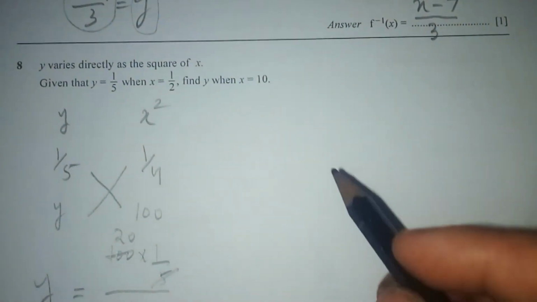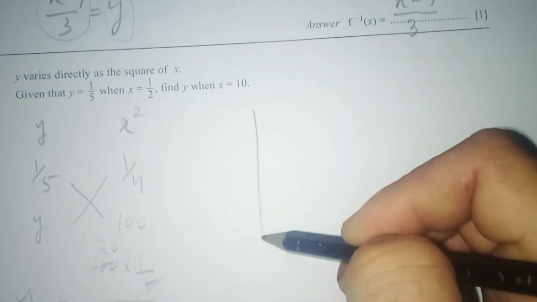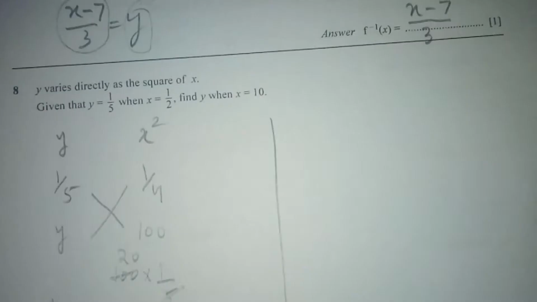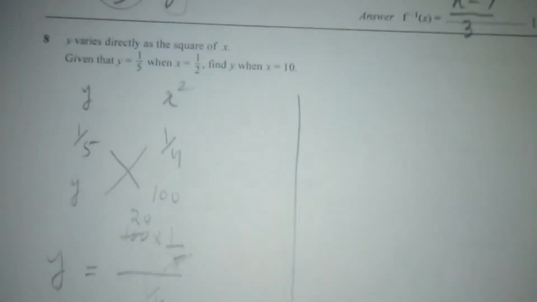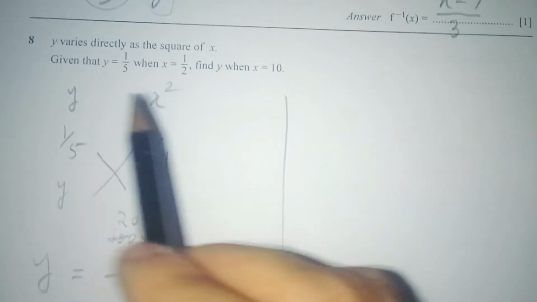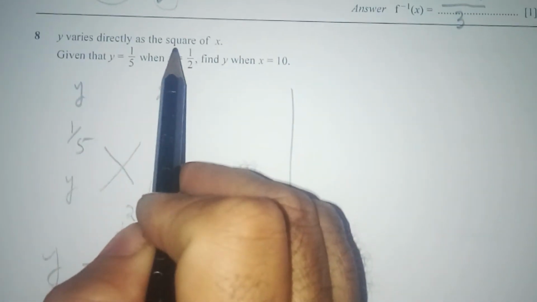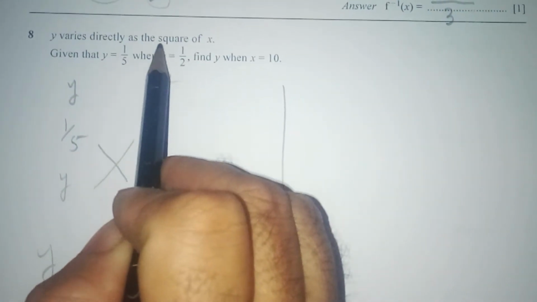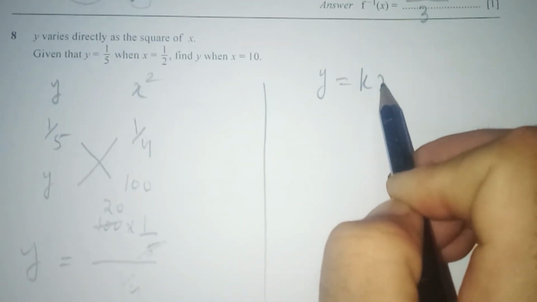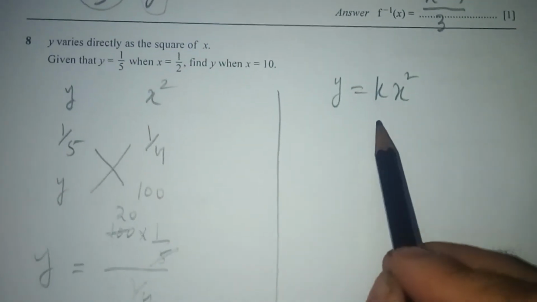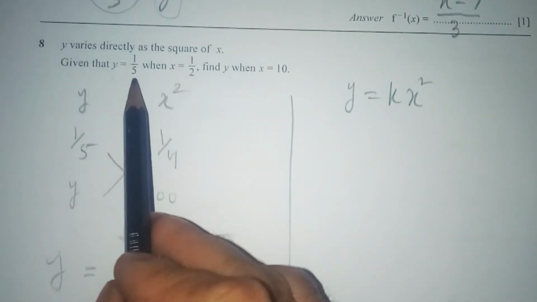Okay, the second method is the equation method, or you can say formula method. For that, when y varies directly as the square of x, so y is equal to k times x square. Here first we have to find this k, so we will put these values.